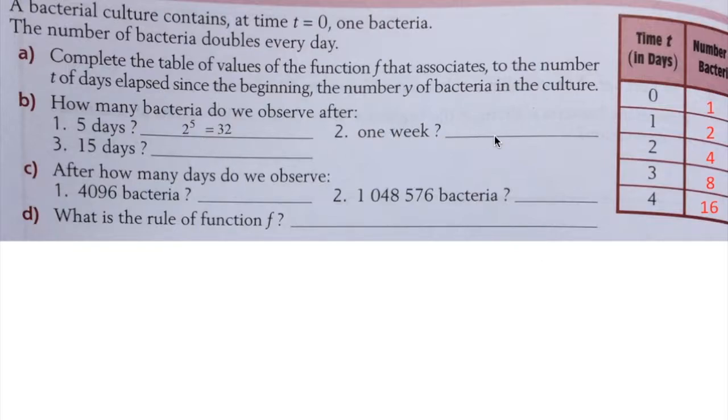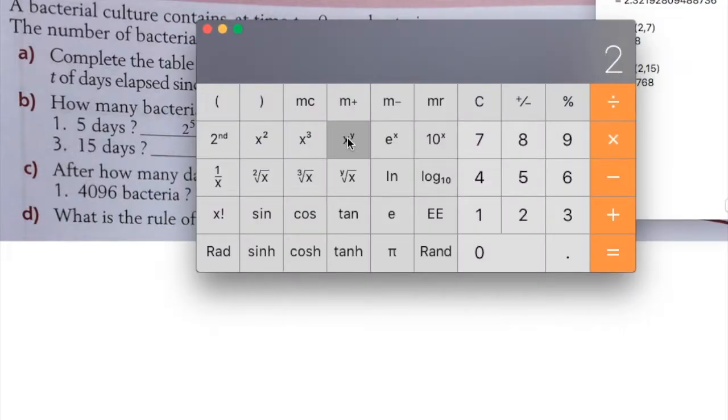After 1 week, that's 2 to the power of 7. 2 to the power of 5 is 32. 2 to the power of 6 is going to be double that, 64. 2 to the power of 7 is 64 doubled, 128. So 2 to the power of 7 is 128. You can also do that in your calculator. So 2 to the power of 7, 128.